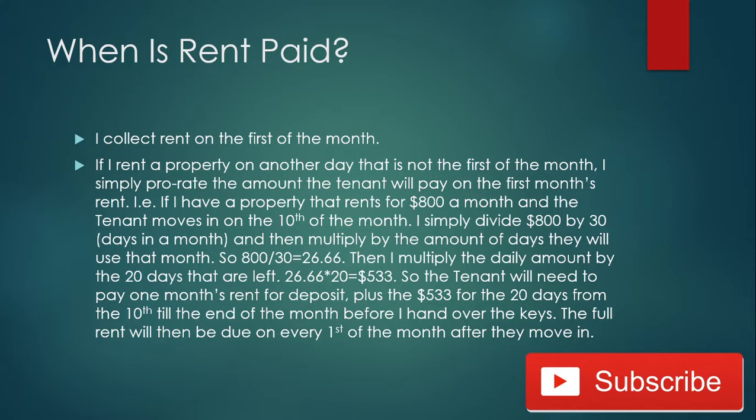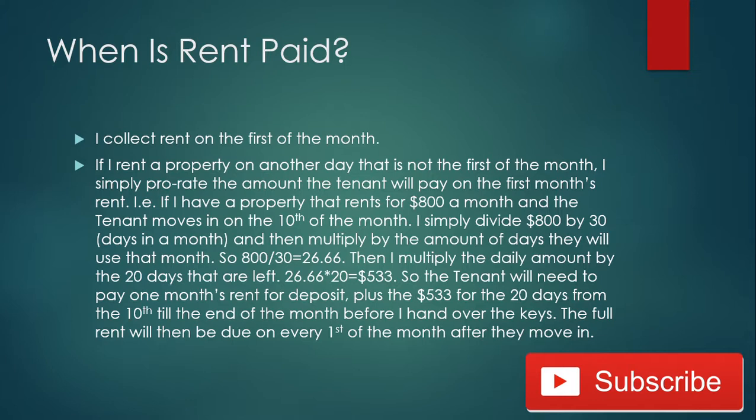So the way this works, I'm gonna explain a little bit of math. If I have a property that rents for $800 a month, and the tenant moves in on the 10th of the month, for example, I simply divide 800 by the 30 days in a month, and then multiply by the amount of days they will use that month. So in this example, it's 800 divided by 30.